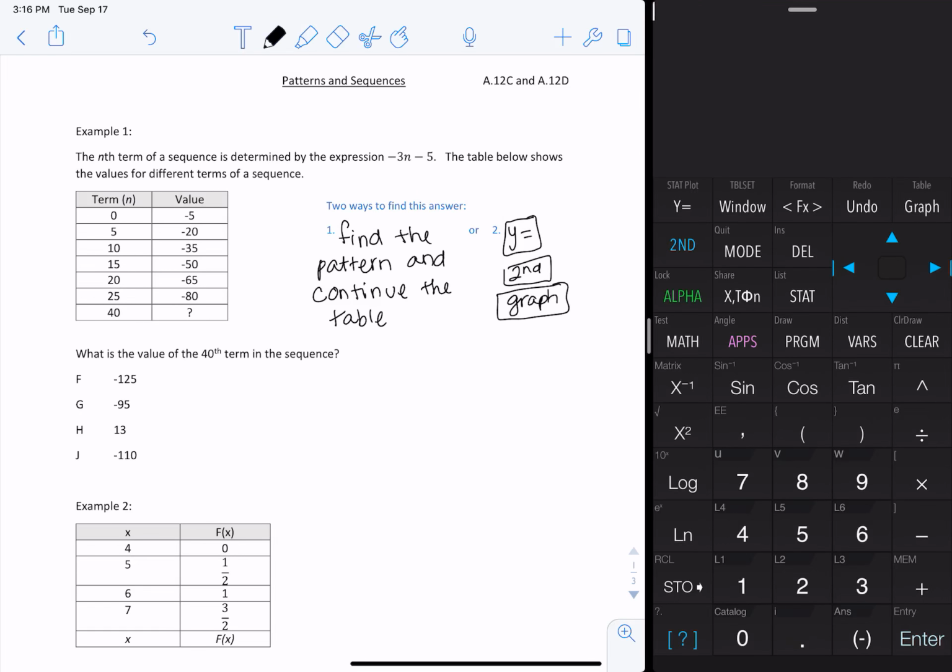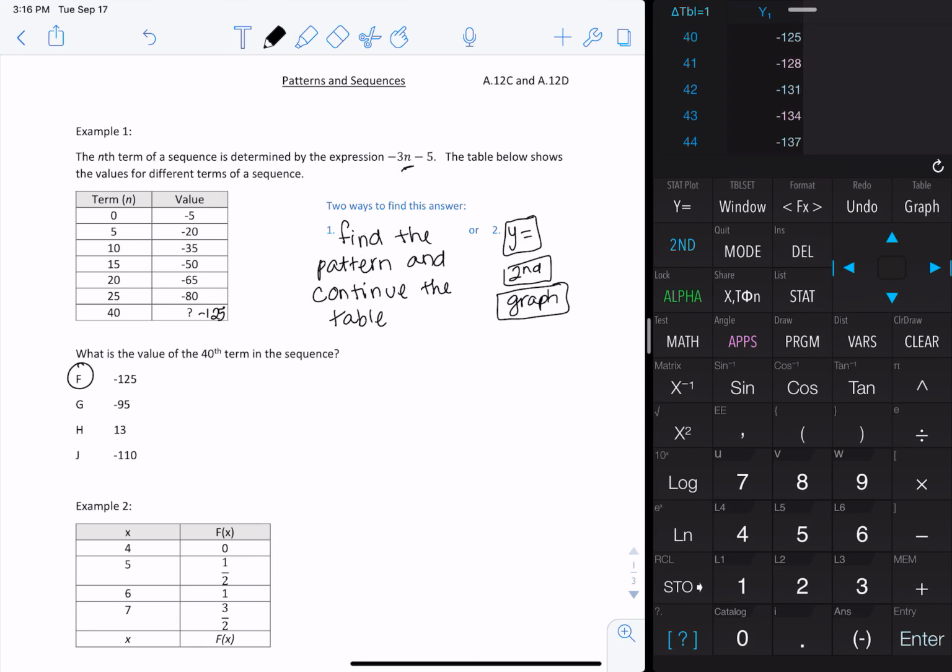So in your calculator, you type y equals. Your equation is negative 3n minus 5. We can't use an n in the calculator, so we're going to replace it with x. So we have negative 3x minus 5. Now look at the table, and you'll see that next to 40 has negative 125. So it has 40, negative 125. So negative 125 is our answer.